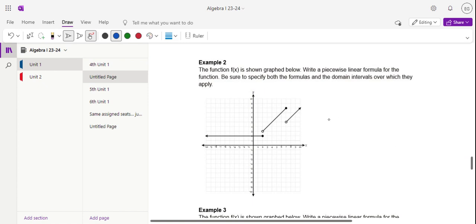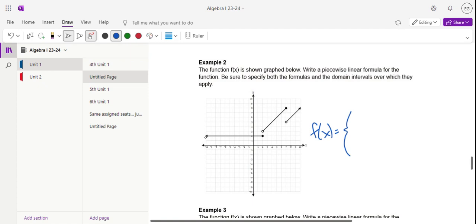The function f of x is shown in the graph below. Write a piecewise formula for the function. Be sure to specify both the formula and the domain intervals for which they apply. So we'll do this one slightly differently. I'm going to do each piece individually. So I'm going to look at this very first one. I'm working left to right.